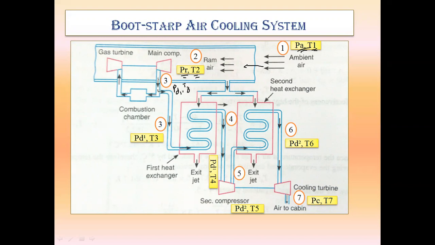Now at the outlet of the main compressor, we have the compressed air. Part of that compressed air will be supplied to the combustion chamber, where the air-fuel mixture will get burned, and the burnt gases will be supplied to the gas turbine to run it. The power obtained from that gas turbine will be utilized to run the main compressor. So this is similar to the previous case.